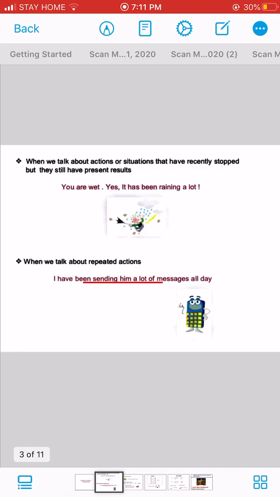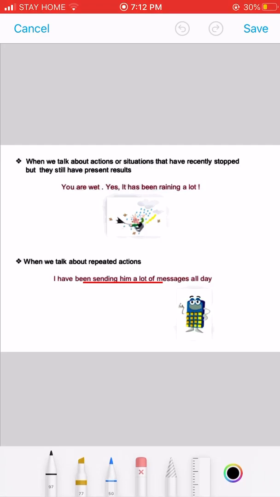Now look at the second usage. We use the present perfect continuous to talk about actions or situations that have recently stopped, but they still have a present result. So الفعل أو الحدث توقف حاليا، لكن نتيجة الفعل ظهرت وما زال نستطيع أن نشوفها. يعني توقف. For example, it has been raining a lot.